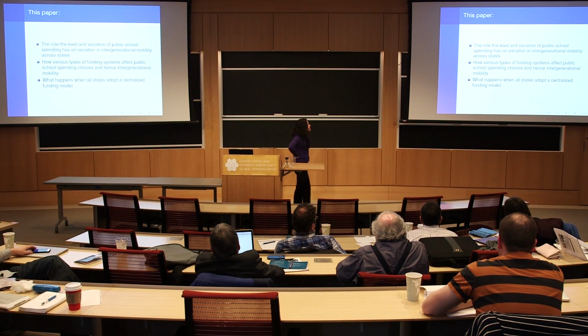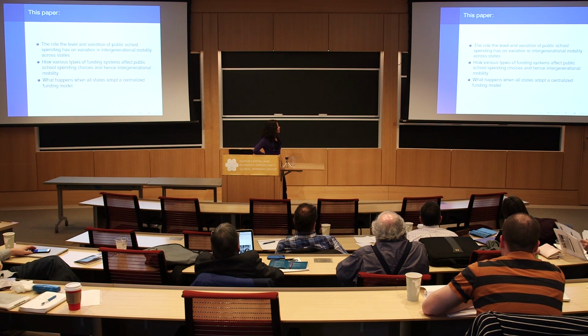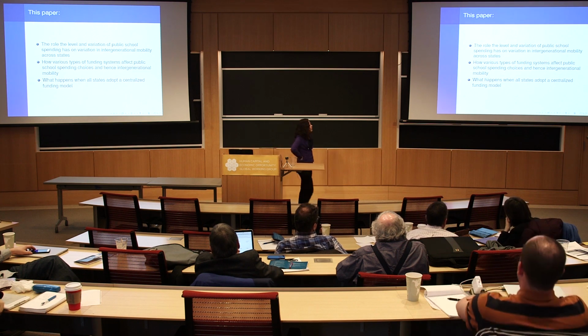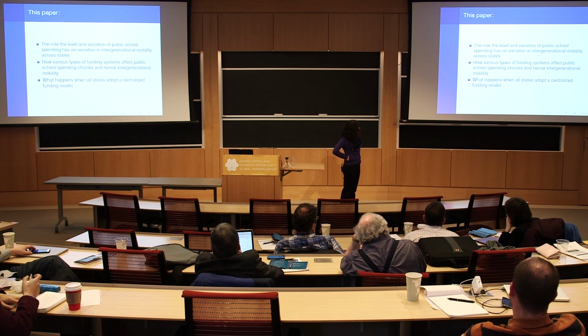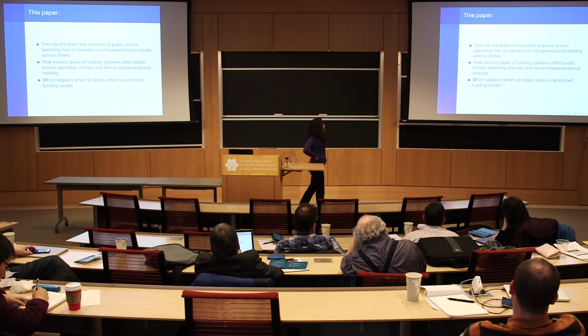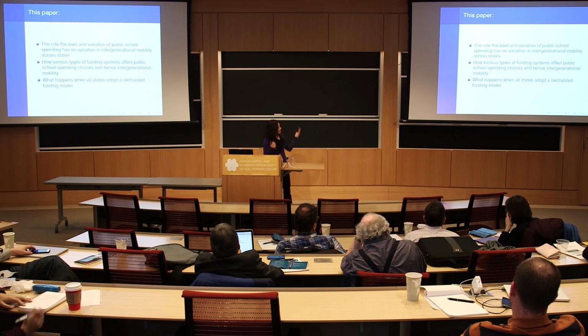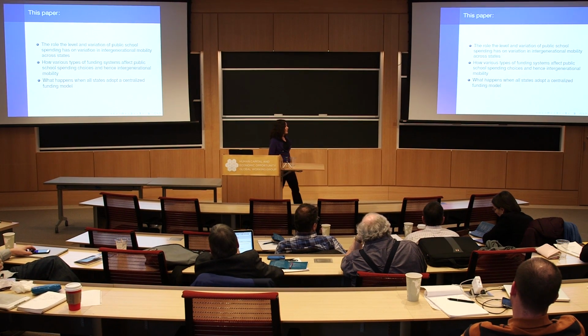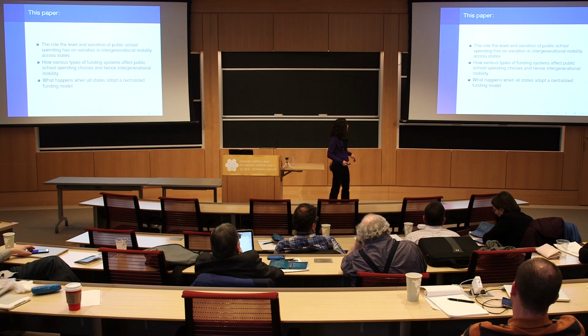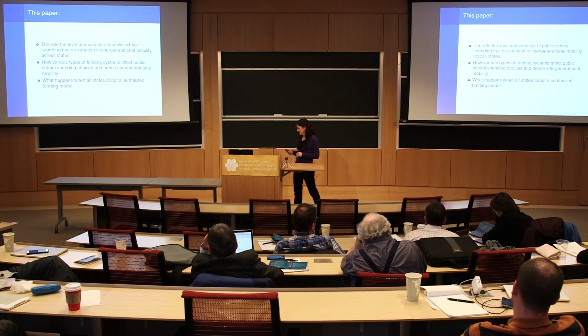Because Anant's usually quite good at presenting things, I'm not going to spend a lot of time redeveloping what they did. Just in case you missed it, what they're looking at is the role and level and variation of public school spending, what that variation and level has on intergenerational mobility across states. And then, I think more interestingly, how various types of funding systems affect public school spending choices, and then this intergenerational mobility. And then lastly, what happens when all states adopt a centralized funding model.